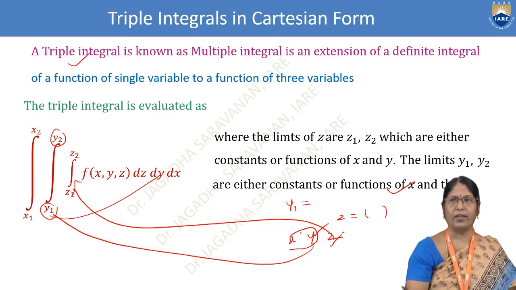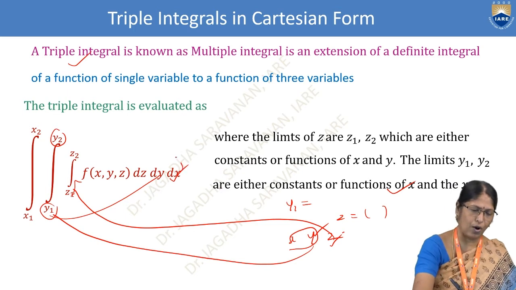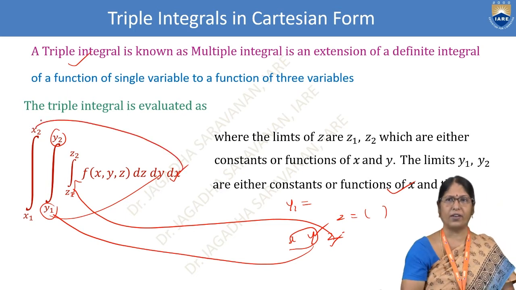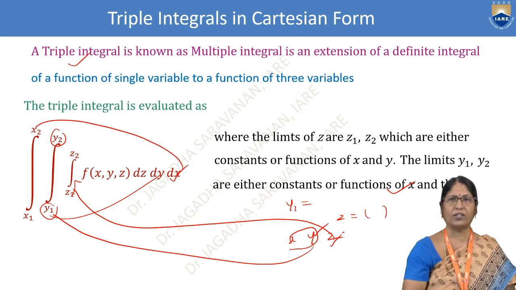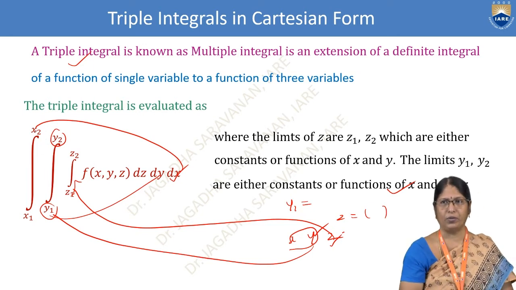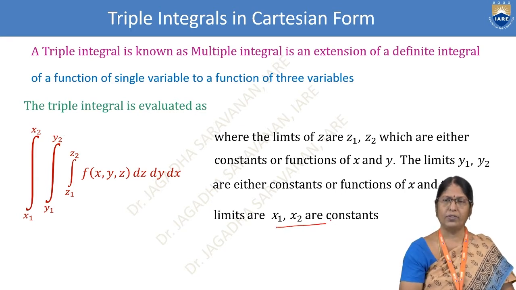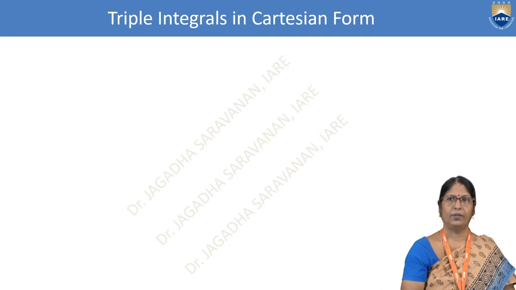The last one is with respect to x. That is for the outermost integration with respect to x we are doing. The limits are from x1 to x2. So it is written here, x1 and x2, they are constants.